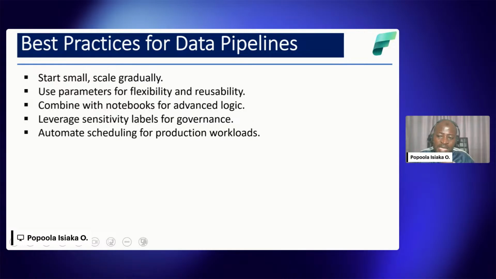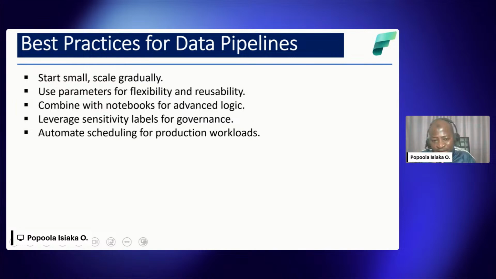Another best practice is that we can automate scheduling for production workload. The other time I showed you that the process should be done between 2:55 to 3:35, and the interval should be 10. Now, this is a case study of automating scheduling for production workflow.